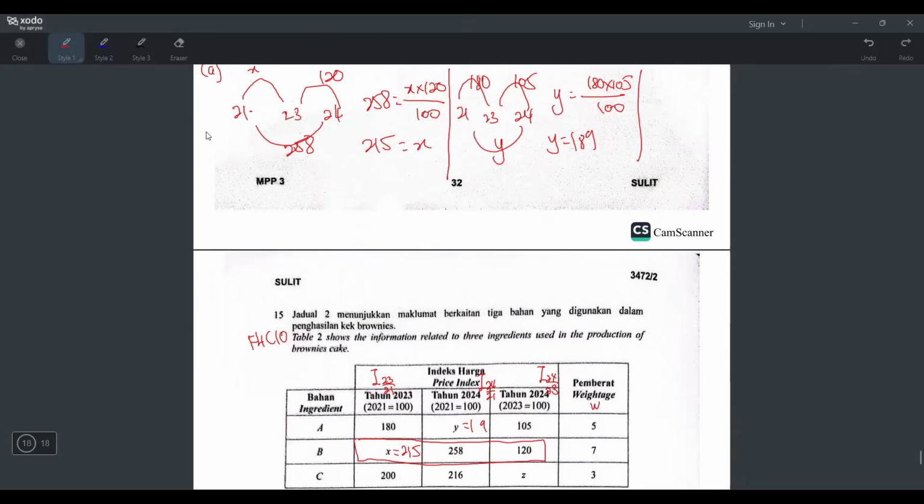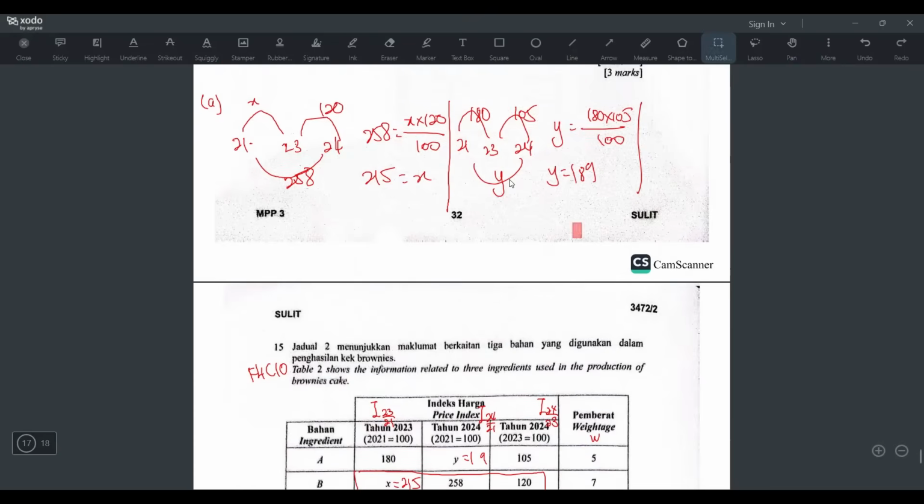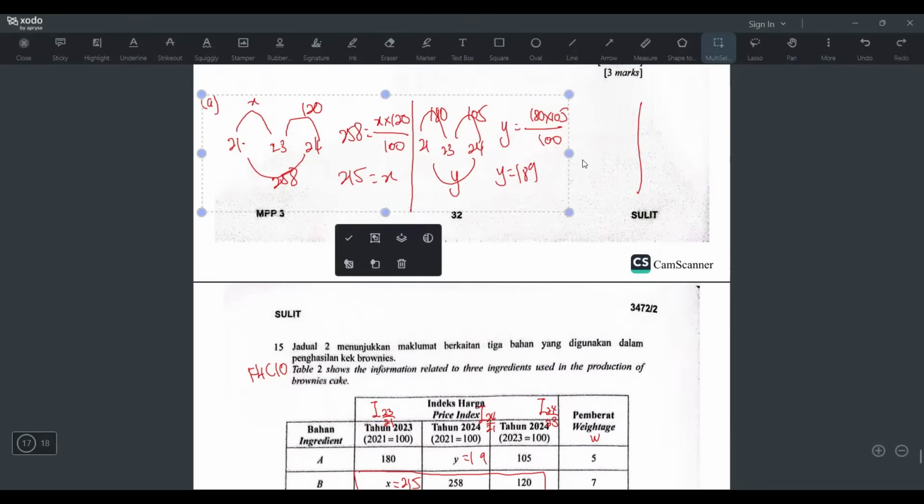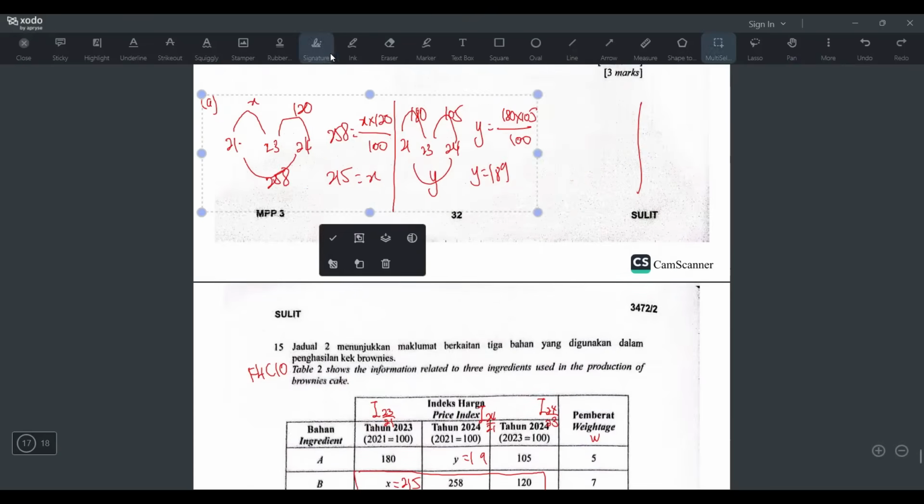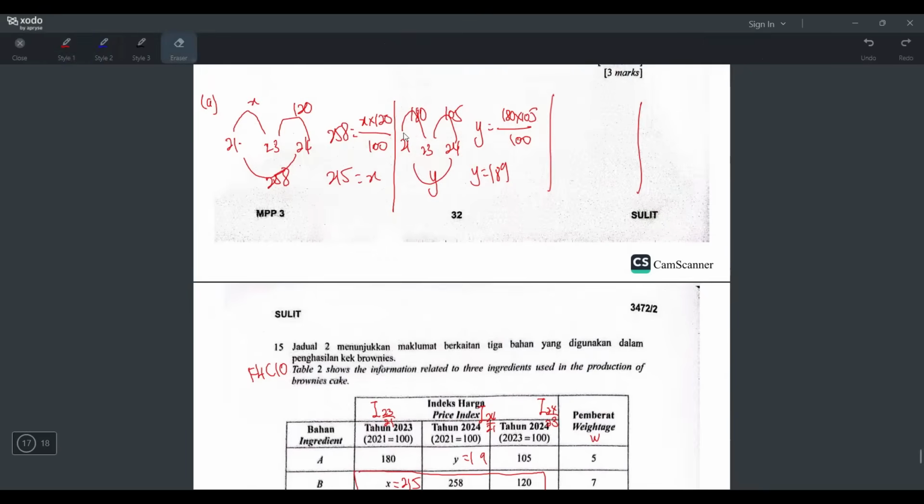For the last one, I need space. So let's make this smaller. All right. Now how to find the last one? So the last one is Z, right?